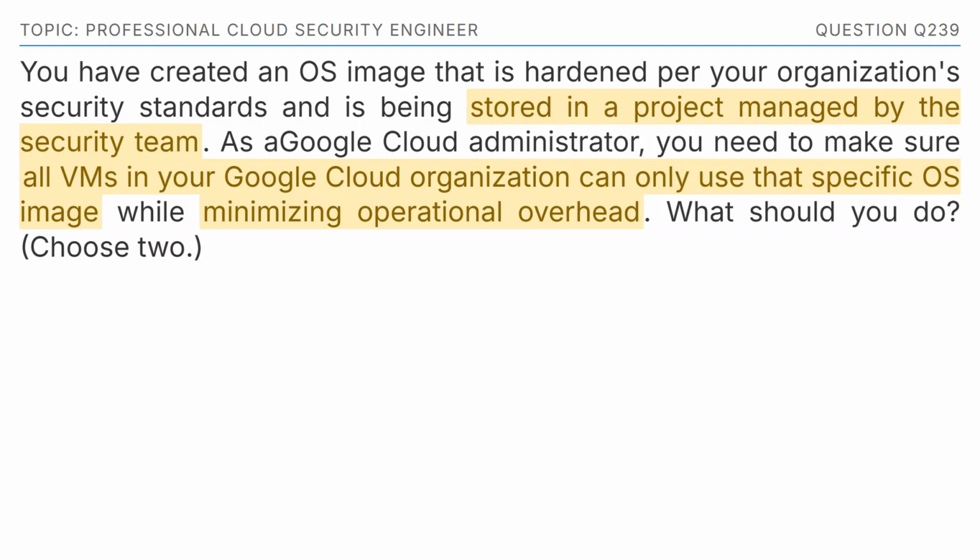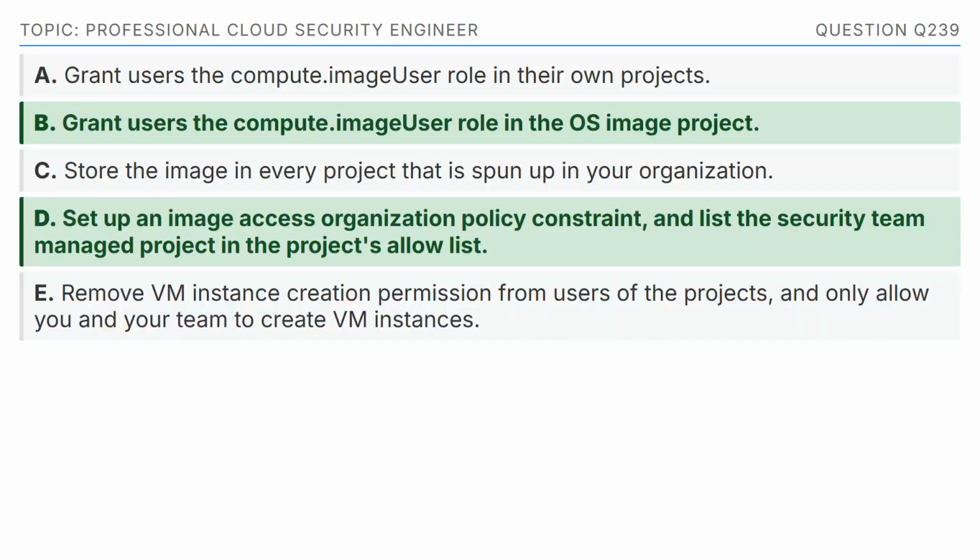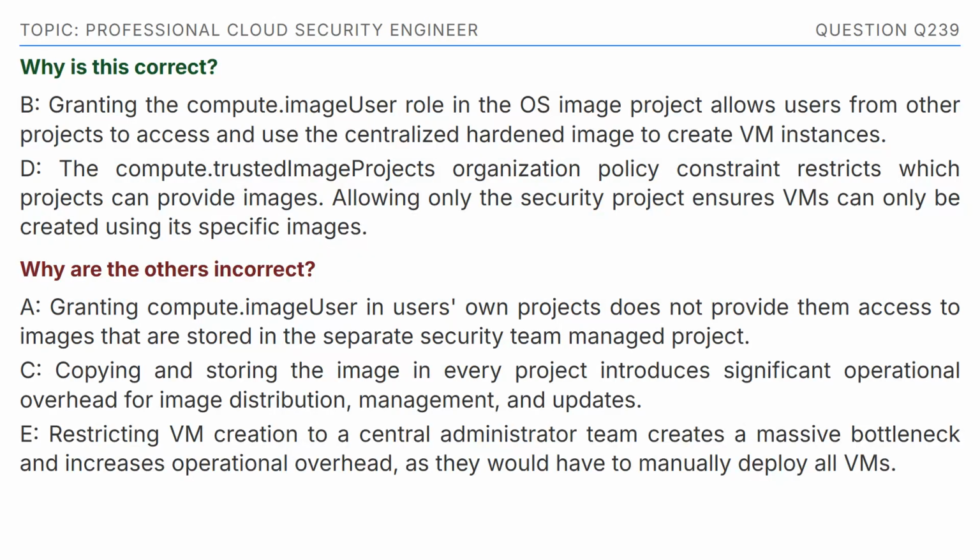To arrive at the correct answer, we focus on the keywords: stored in a project managed by the security team. All VMs in your Google Cloud organization can only use that specific OS image, minimizing operational overhead. The correct answers are Option B, grant users the compute.image user role in the OS image project. And Option D, set up an image access organization policy constraint, and list the security team managed project in the projects allow list. Why is this correct?